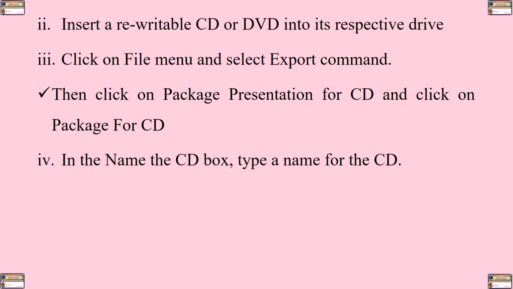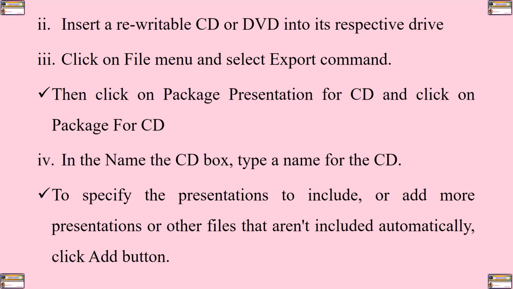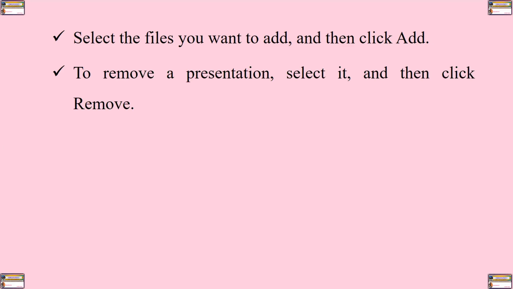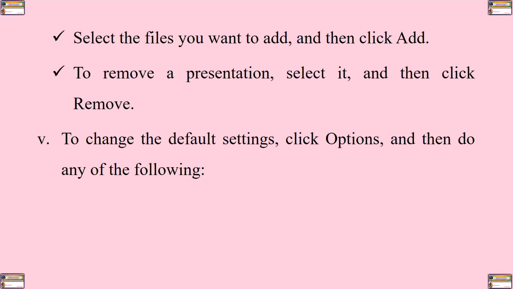In the Name the CD box, type a name for the CD. To specify the presentations to include, or add more presentations or other files that aren't included automatically, you click on the Add button. Select the files you want to add and then click Add. To remove a presentation, select it and then click Remove. To change the default settings, click Options and then do any of the following.